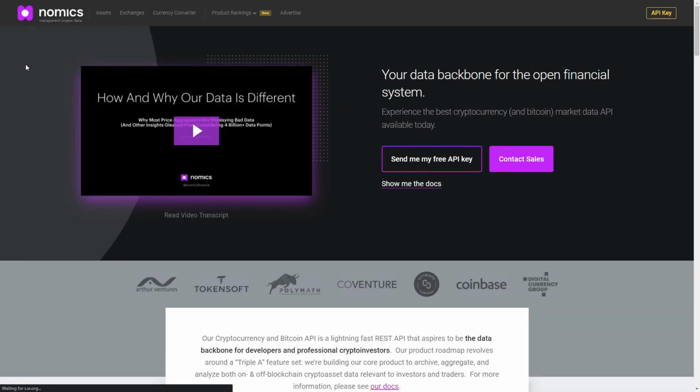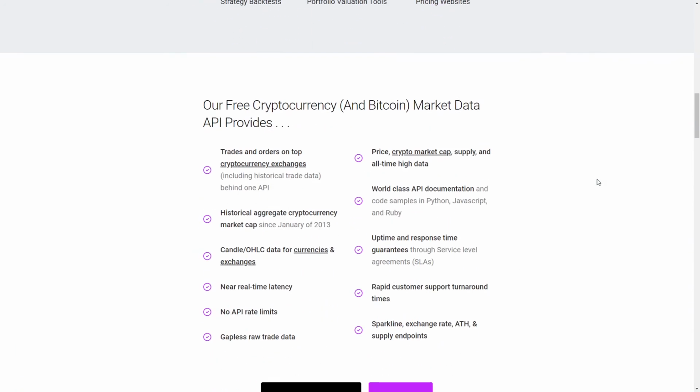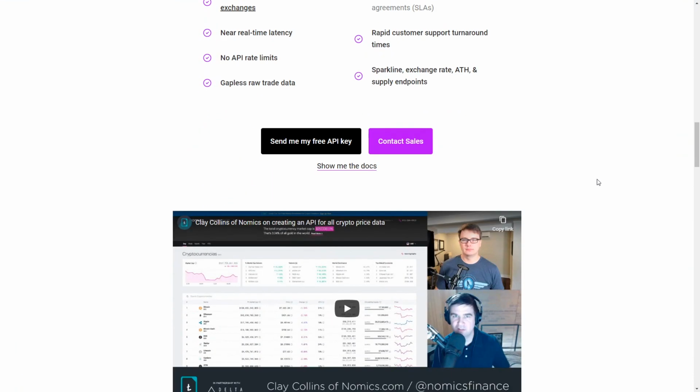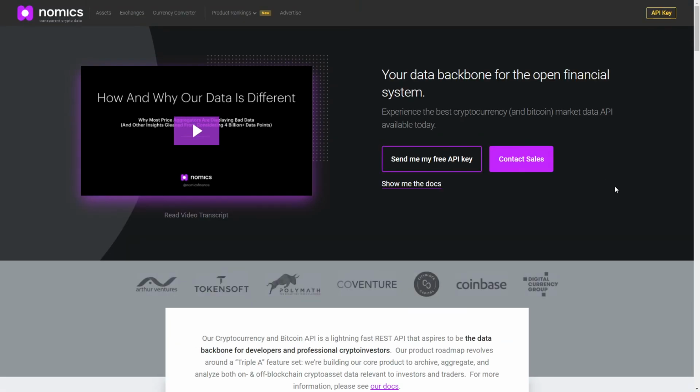This will take you to their API landing page, where you can learn more about their APIs, the different services that they provide, and you can email them directly through their contact sales form to begin getting access to their APIs. And finally, besides the APIs, they also do have some other exciting information on their website.